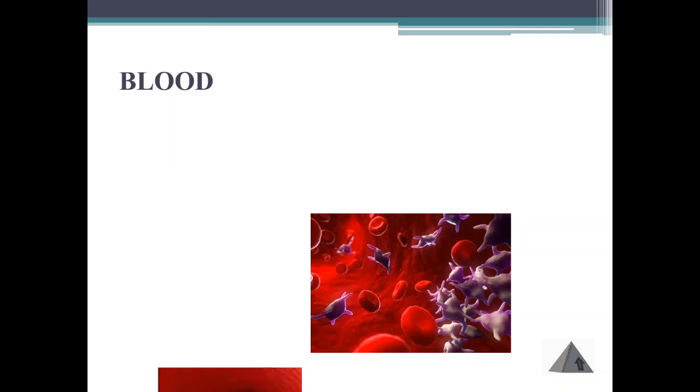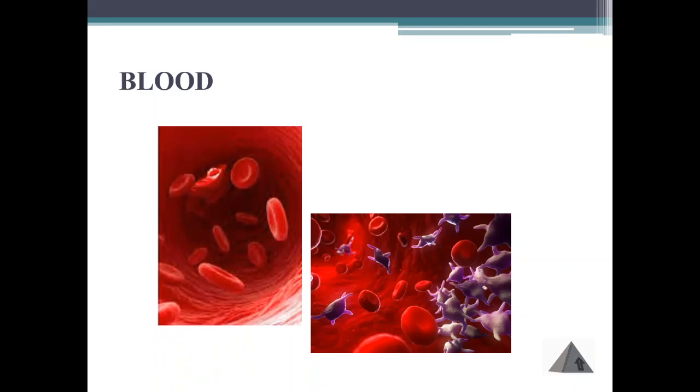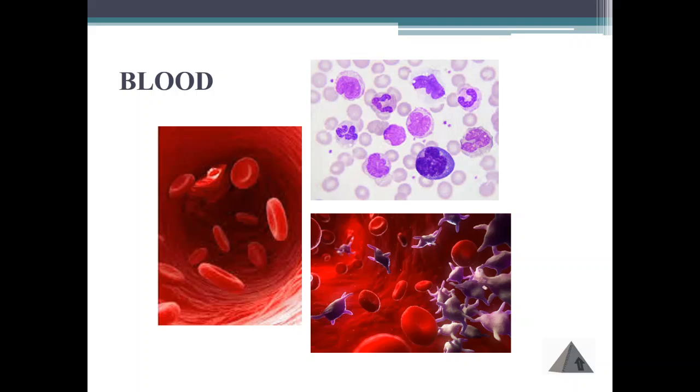Coming to the blood, there are three types of cells which function for nutrition and also to carry oxygen and carbon dioxide. They are involved in the defense mechanism and also coagulation. All these functions occur inside our body. The blood vessels contain the blood cells: RBCs and WBCs. These are RBCs, red blood cells, and these are the WBCs.